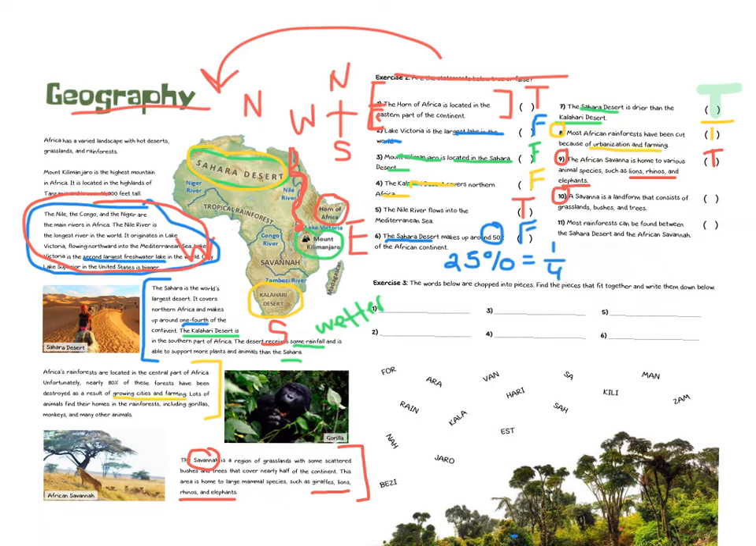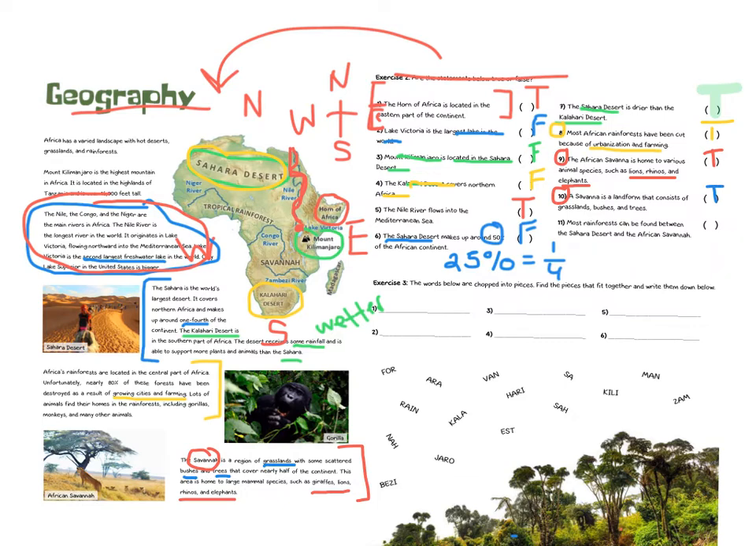Number 10. Okay, 10 says a savanna is a landform. Yes, it is a landform. It's part of the land that consists of grassland. Yep, grasslands, bushes, and trees. Yay, another true. Wow, it's all true so far.